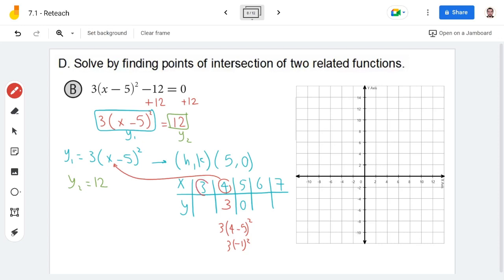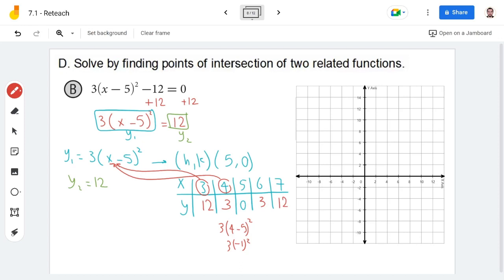Now let's take the 3 and replace it for x. So 3 minus 5 is equal to negative 2. Negative 2 to the power of 2 equals 4. 4 times 3 is equal to 12. So now let's write here 3, and here 12.